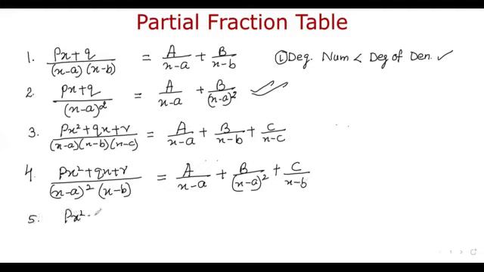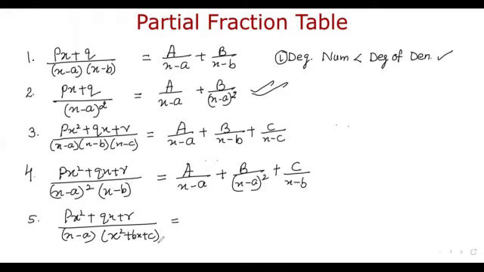One more form we have: px² + qx + r divided by (x − a) into the quadratic form x² + bx + c. This we know that partial fraction is applied only when we have factors in the denominator. Once we know that there are factors in the denominator, we will check the degree of numerator, whether it is less than degree of denominator or not. Here, the degree of numerator is 2 and degree of denominator is 3. So that means I can apply partial fraction here.